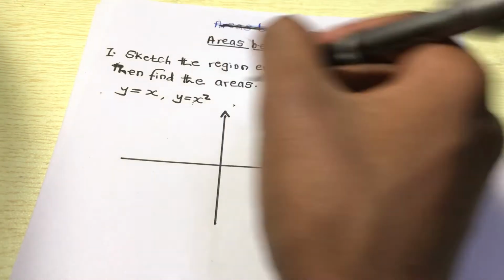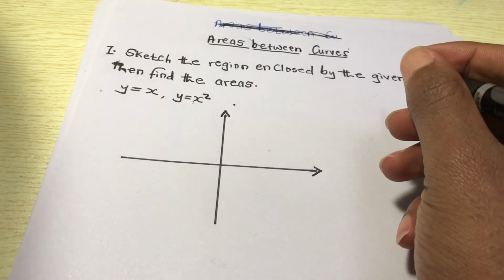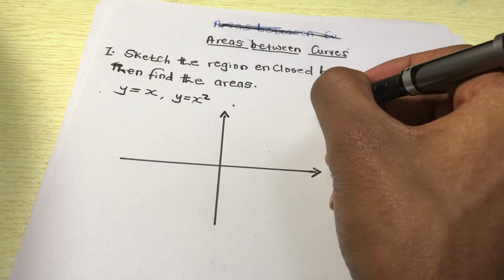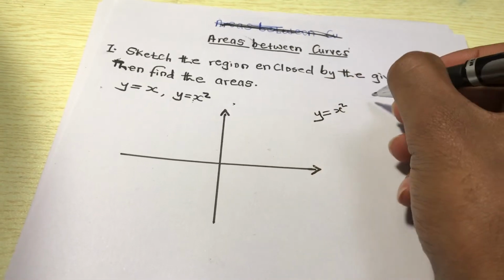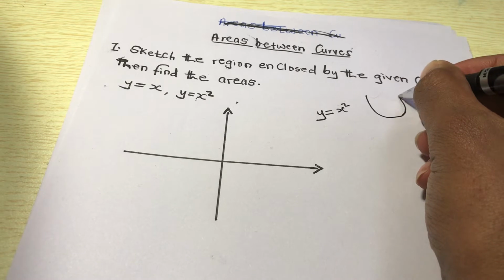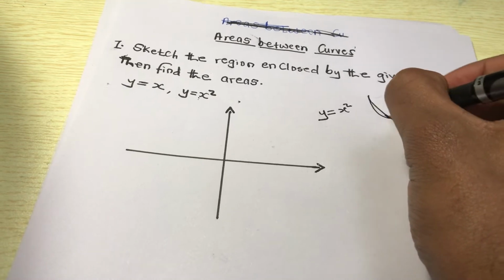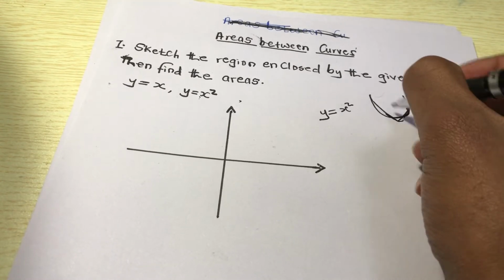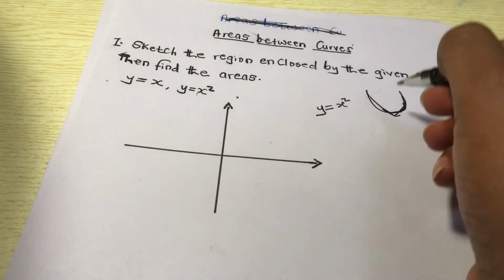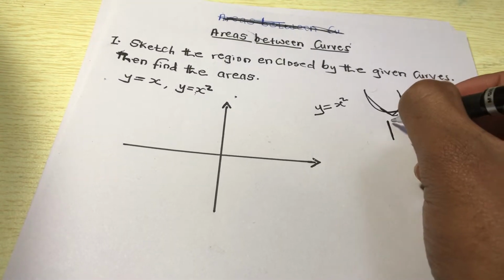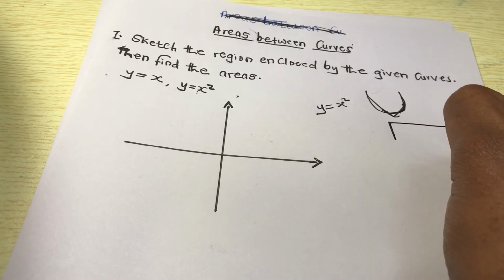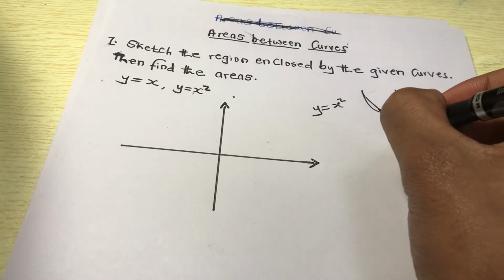If you sketch y is equal to x squared first, we know that it will look like a curve which is going up. If you need to know how that happens, you can use a Cartesian plane.